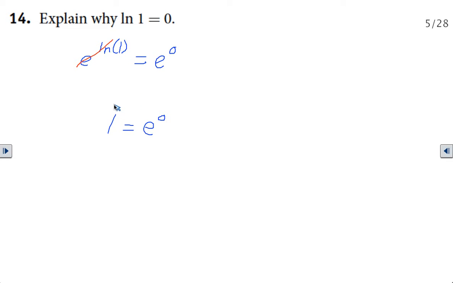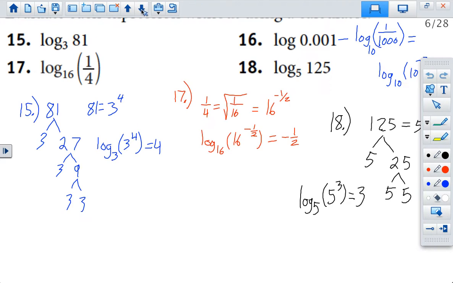Okay. You can plug that into your calculator if you've forgotten. Also, this is one of the special properties of 1. If it's in the parentheses or of a logarithm, your answer will always be 0. Okay. Both of those explanations will work.